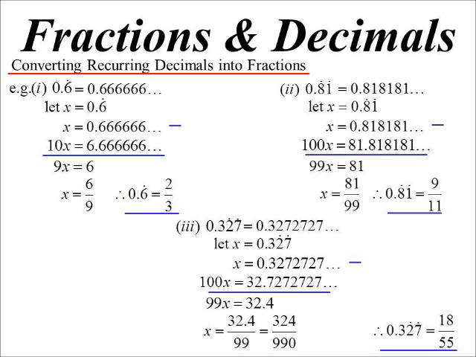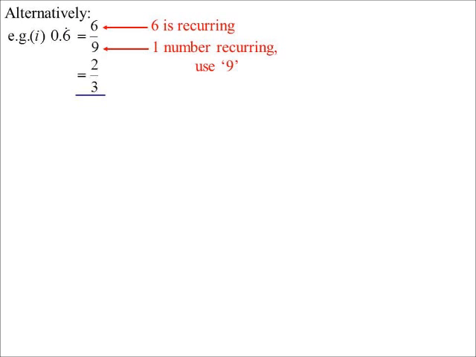Okay, that is the method that in the syllabus they like you to have a look at. What a waste of time. As I say, not how I would do it. Takes too long. Maths is about patterns, okay? So let's have a look at these again. 0.6 repeater ended up being 6. 6 was the number that was recurring, over 9. Well, there's one number recurring, so I'll use 1 9 on the bottom of the fraction. Which becomes 2/3.